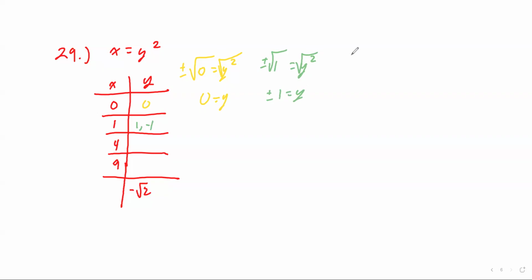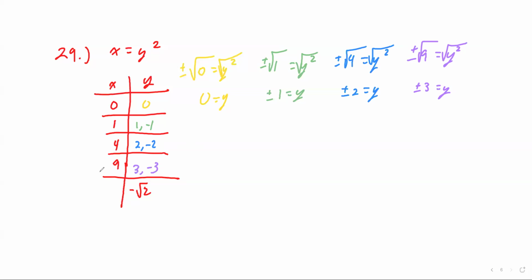Then I move on to the next one. I get 4 equals y squared. So take the square root, don't forget the plus or minus. Square root of 4 is 2, so this is plus or minus 2 equals y. So again, 2 and negative 2. Don't know exactly if it's positive or negative, so I have to account for all of these different points. So then I move on and I do 9. We do 9 equals y squared. Take the square root, plus or minus. This gives me plus or minus 3 equals y. So this is going to be 3 and negative 3.